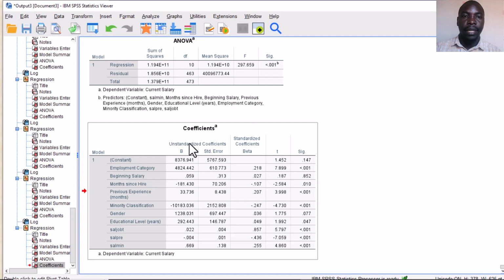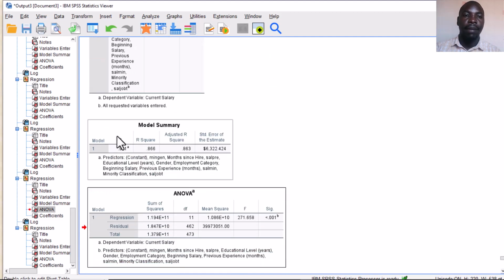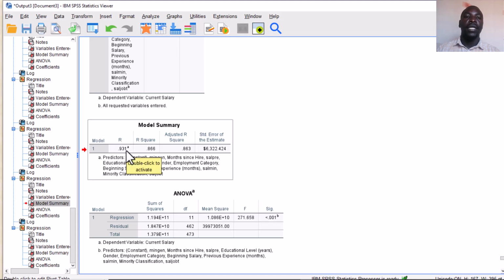What we are interested in: one, we have a model summary here that shows the R and R squared. This R is equivalent to the multiple correlation coefficient. If we were running a multiple correlation, this would be the correlation coefficient. But we are interested in this R squared, which shows the amount of variability in our salary that can be explained by the variables that we have analyzed. So this one, 0.866, indicates that 86.6% of the changes in current salary can be explained by the variables that we've included in this model. Okay, so that's very important.